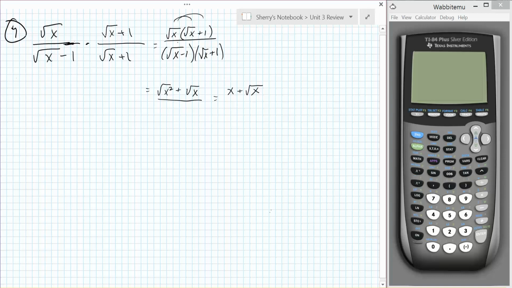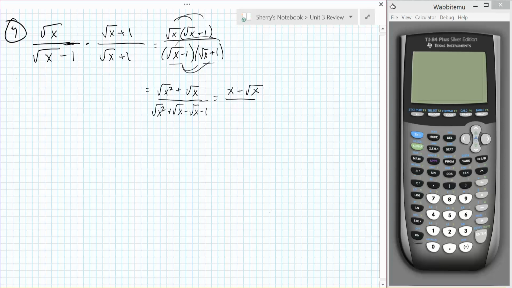On the bottom, I have to multiply this whole group by a group, so I'm going to have to use FOIL there. When I start at the beginning, I'm going to have the square root of x times the square root of x, which is the square root of x squared. Then for the outsides, I'm going to have plus 1 times the square root of x. For the insides, I'm going to have minus 1 times the square root of x. And then minus 1 times positive 1 is going to give me a minus 1 overall.